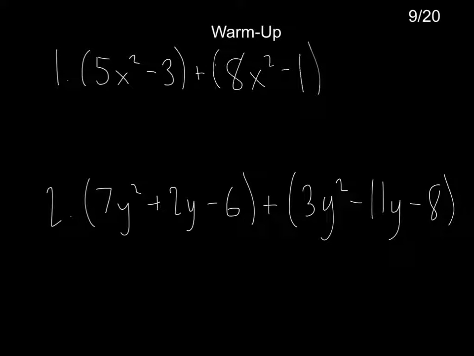So with these problems, we are practicing adding polynomials. For the first one here, we have 5x squared minus 3 plus 8x squared minus 1. So the first step we talked about yesterday was to write it out without the parentheses. So 5x to the second minus 3 plus 8x to the second minus 1. Now that we've written this out, we can identify the like terms.